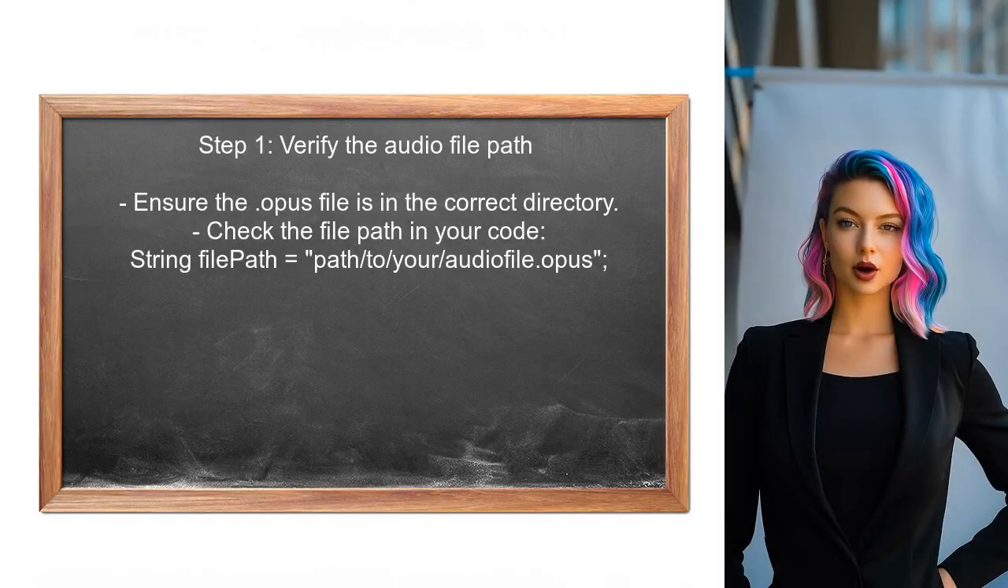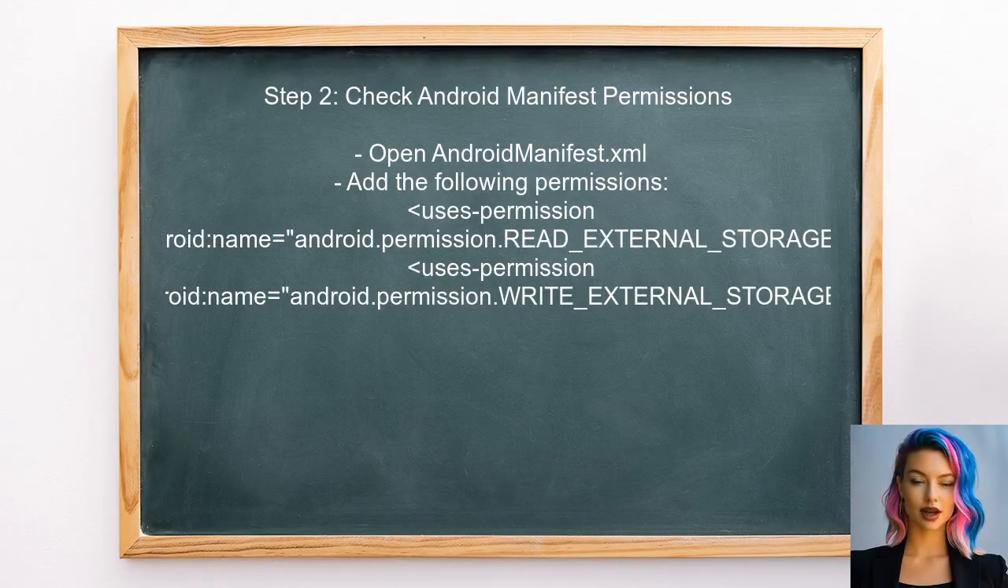To begin resolving the issue with playing .opus audio files, the user should ensure that the audio file is correctly formatted and accessible. First, check the file path to confirm it is correct. Next, the user should confirm that the necessary permissions are granted in the Android manifest file. This is crucial for accessing external storage where the audio file may be located.